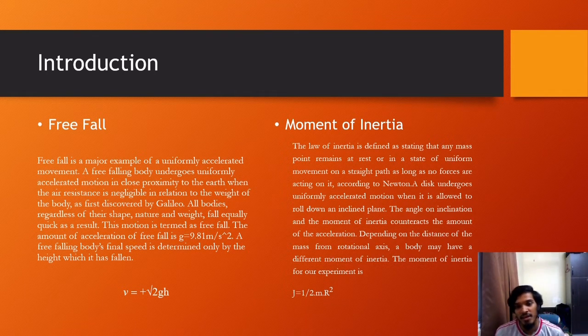Next will be the moment of inertia. Moment of inertia is defined as stating that any mass point remains at rest or in a state of uniform movement on a straight path as long as no forces are acting on it, according to Newton. Depending on the distance of the mass from the rotational axis, a body may have a different moment of inertia. The moment of inertia for our experiment is J equals 1/2 m r squared.